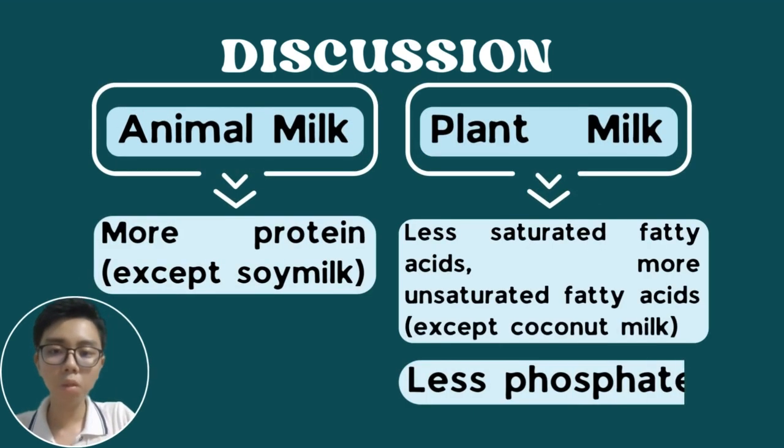Besides, plant milk usually has less saturated fatty acid and more unsaturated fatty acids, except for coconut milk. For protein content, animal milk will have more than plant milk, except soy milk that has the highest protein content among all plant-based beverages. Plant milk also has lower content of phosphate mineral than animal milk, unless there are additives in their milk.